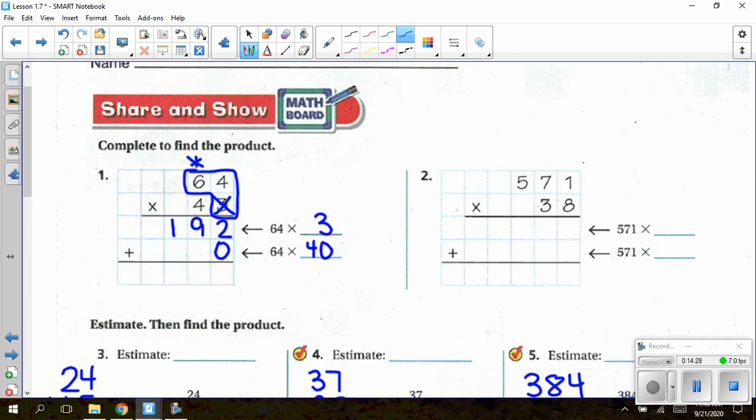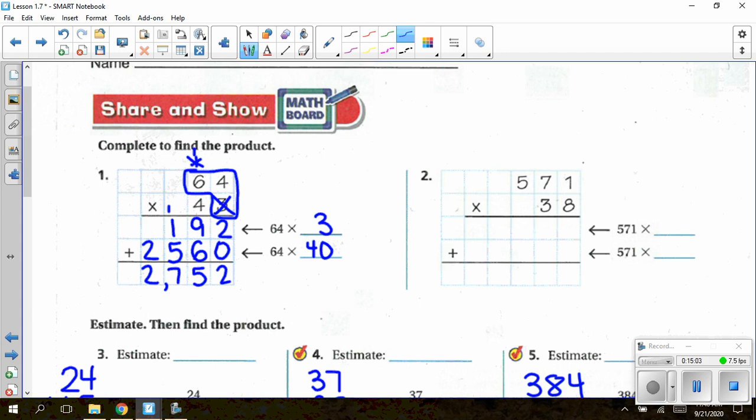So now I'm going to go ahead and multiply the 4 out. So 4 times 4 is 16. Drop the 6, carry the 1. 4 times 6 is 24, plus 1 is 25. Now I can add the two partial products together. 2 plus 0 is 2. 9 plus 6 is 15. Carry the 1. 5 plus 1 is 6, plus 1 is 7, and then just bring down your 2. So my final answer is 2,752.